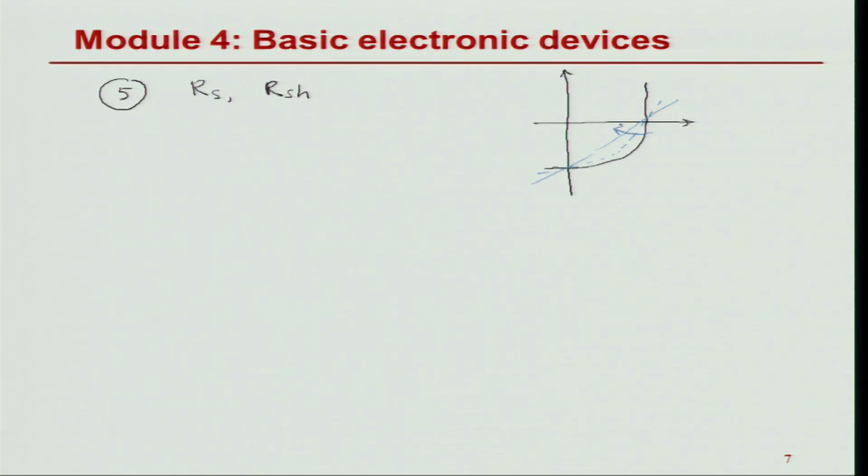For the series resistance it is going to move in this way, and for the shunt resistance it is going to move in this way. So, in addition to that fill factor effect, you have this series and shunt resistance effect which will reduce the fill factor further. So, this is another loss that occurs. Then there is an additional loss which we call the collection efficiency loss.